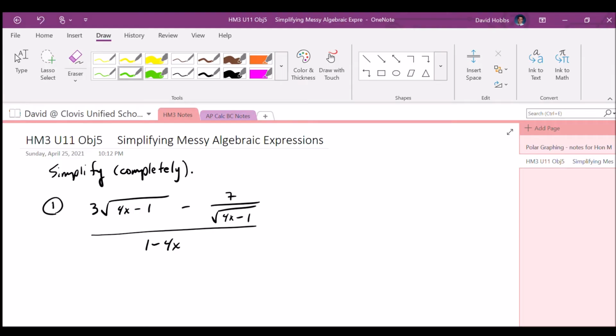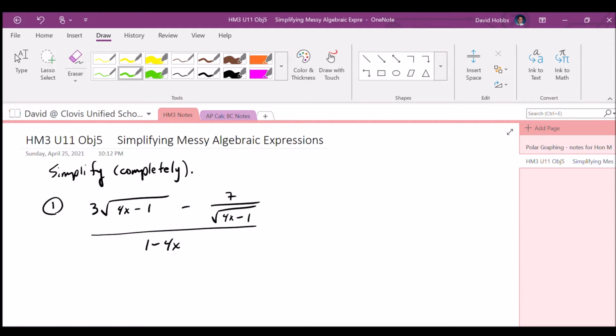This is the last objective for Unit 11. It's Objective 5. And all of Unit 11 up until now has been polar graphing. But the last objective is simplifying messy algebraic expressions. That is something that you will definitely encounter in calculus, and we need to be able to deal with it effectively and efficiently and accurately.